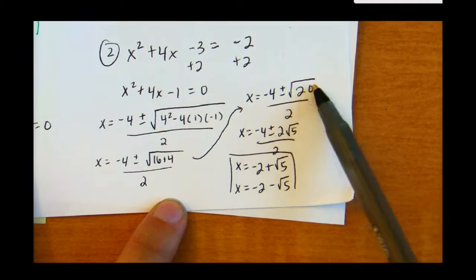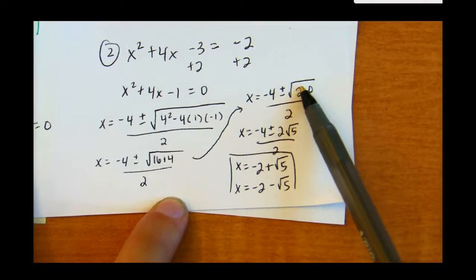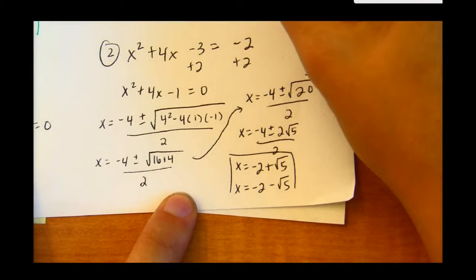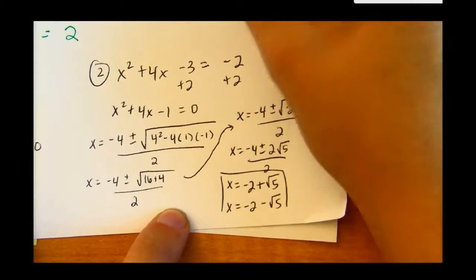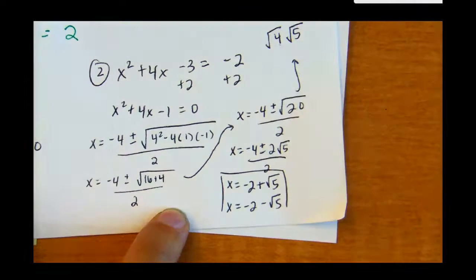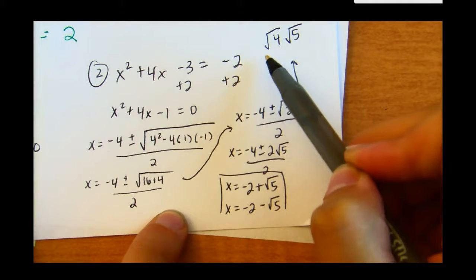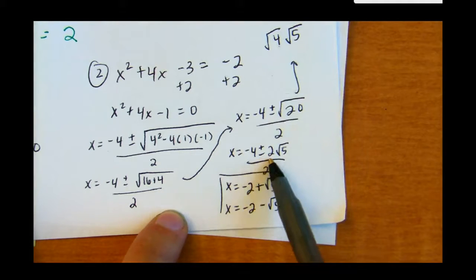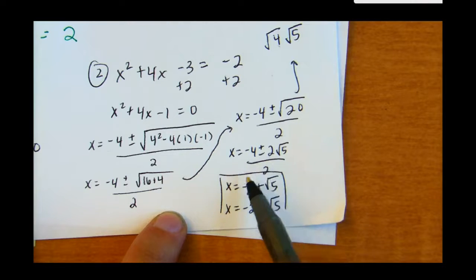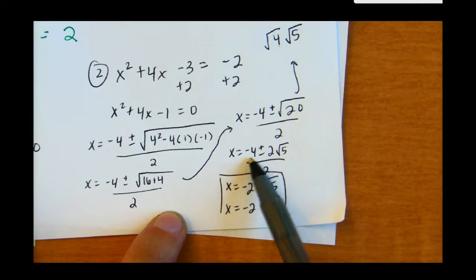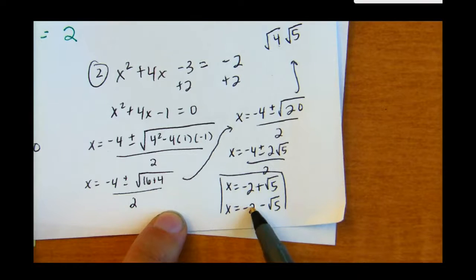Now, at this point, I want to see if I can simplify what's in my square root. My factors of 20 are 4 times 5. And the square root of 4 is going to simplify down to a nice 2 on the outside. So I've got 2 times the square root of 5. And then I'm going to break that up. So negative 4 divided by 2, that's going to leave me with a negative 2.